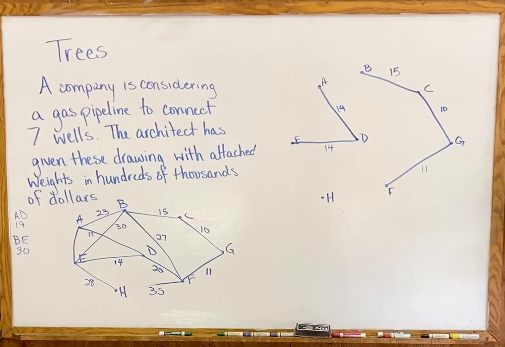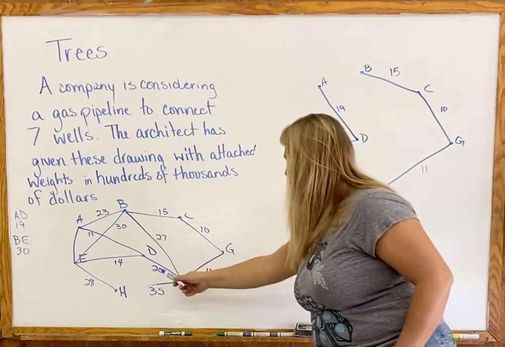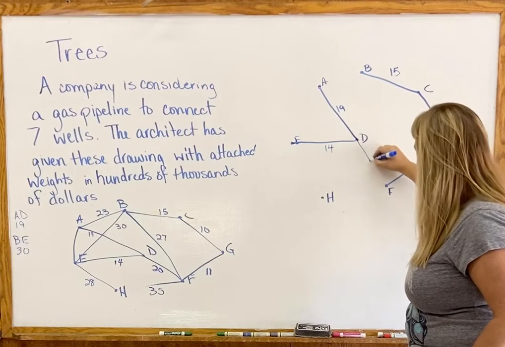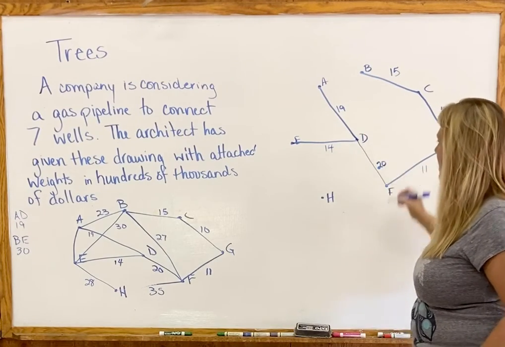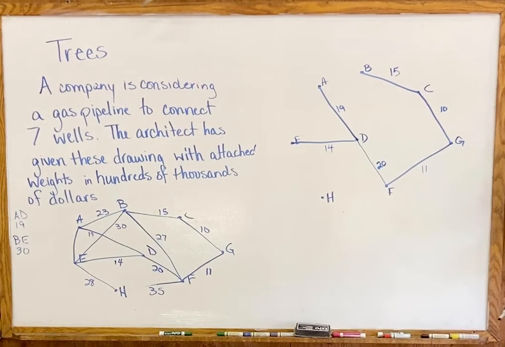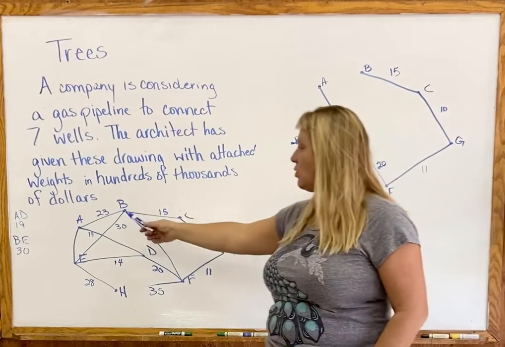After the 19, 20 would come next, and there's a 20 right there, 20. So now if we put that in there, are we still okay? Have we made a circuit anywhere? Have we closed it off? Okay. We haven't, right? So after 20, the next one would be 23.